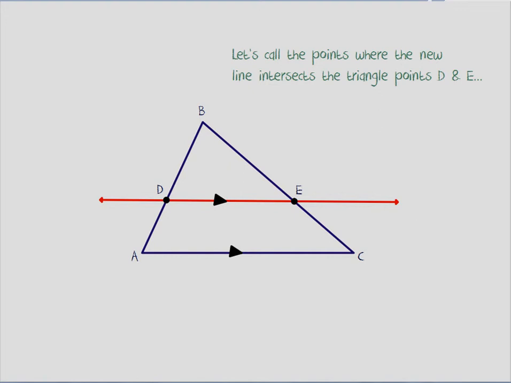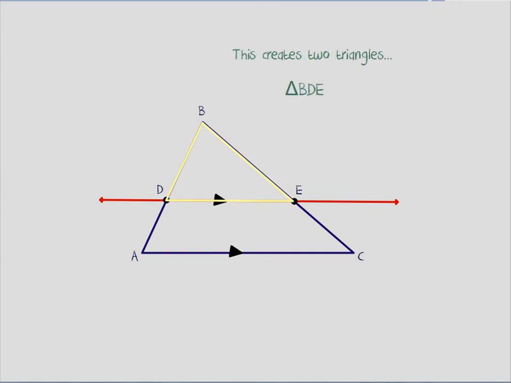And we're going to call the points where the new line intersects the triangle points D and E. This is still triangle ABC, but I have new points D and E. That line is actually going to help us create a brand new triangle, right? So now we have two triangles. I have triangle BDE and I have triangle ABC, or I could call it BAC or CAB, right? All kinds of different names.